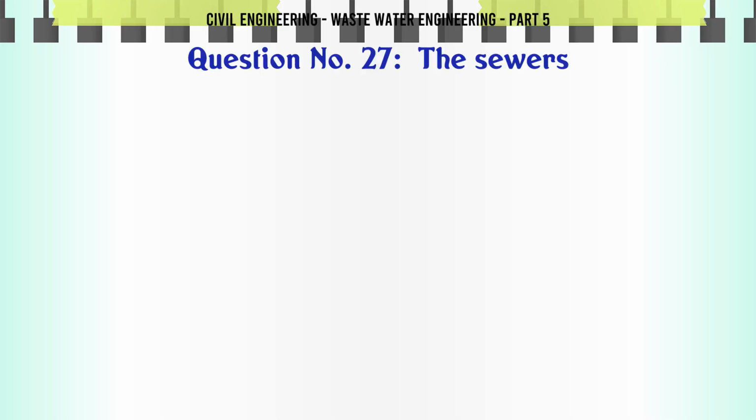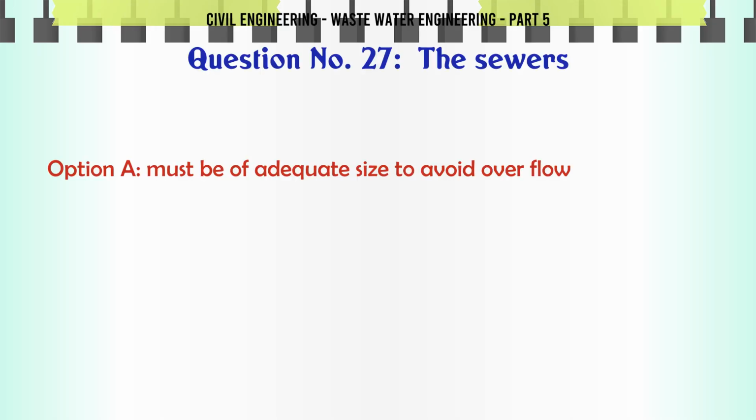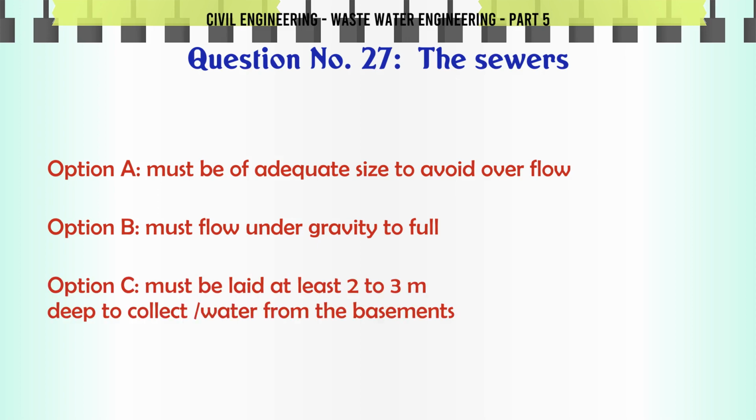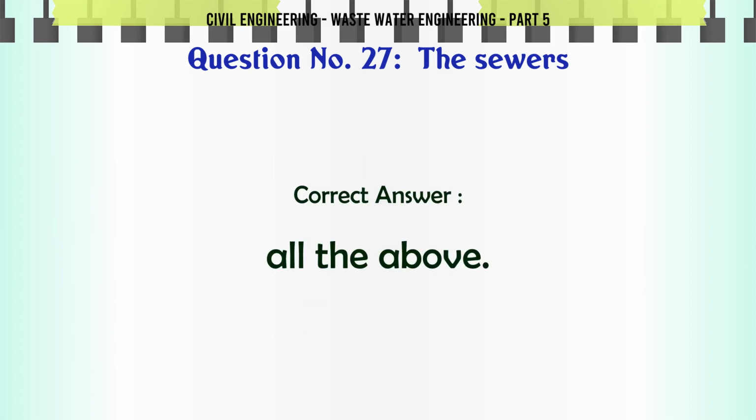The sewers A. must be of adequate size to avoid overflow. B. must flow under gravity to full. C. must be laid at least 2 to 3 m deep to collect water from the basements. D. All the above. The correct answer is all the above.